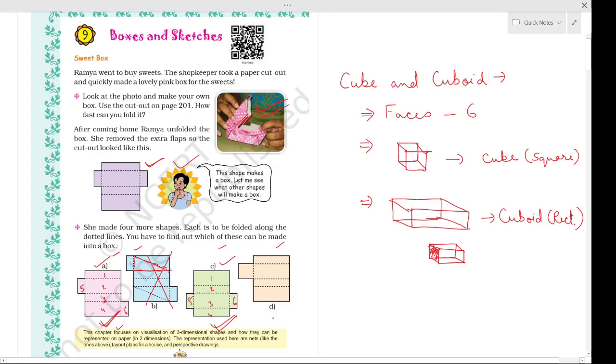Now move to the D part. Here you can see the total number of faces: 1 2 3 4 and this one is the 5th. Only 5 faces, it means you would not be able to make a closed box with the help of this. So here children, only answers A and C are correct. And in C you can see all the faces are in rectangular shape. If all the faces were in square shape, then also you would be able to make a box.